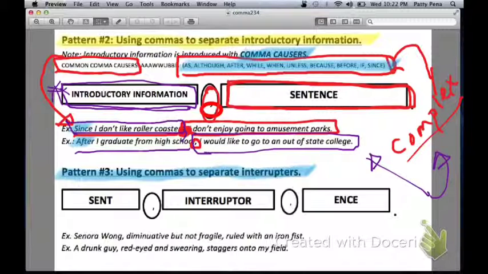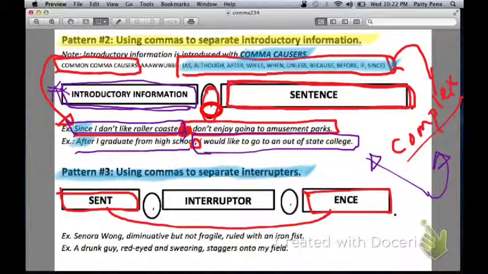Now, right here in our graphic, in our illustration, you see that the last part of the sentence comes over here at the end. The sentence is actually being interrupted by some kind of information. Usually, interrupters are adjectives or adjective clauses. They're used to describe whatever is being talked about right here in the first part of the sentence, the subject of the sentence. That's usually what happens.